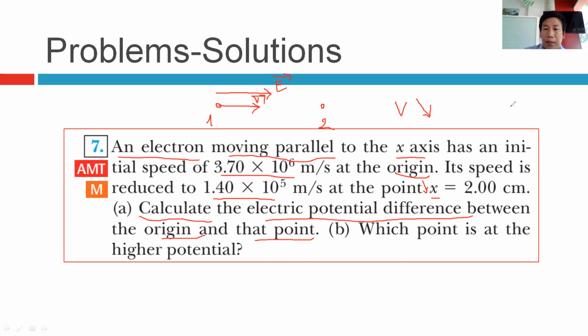Because of the force applied on the electron. Yes, based on the force applied on the electron, you're right. The force acting on the electron here is opposite to the direction of velocity. So it means that the acceleration, sorry, a, is negative, right? The acceleration is negative.